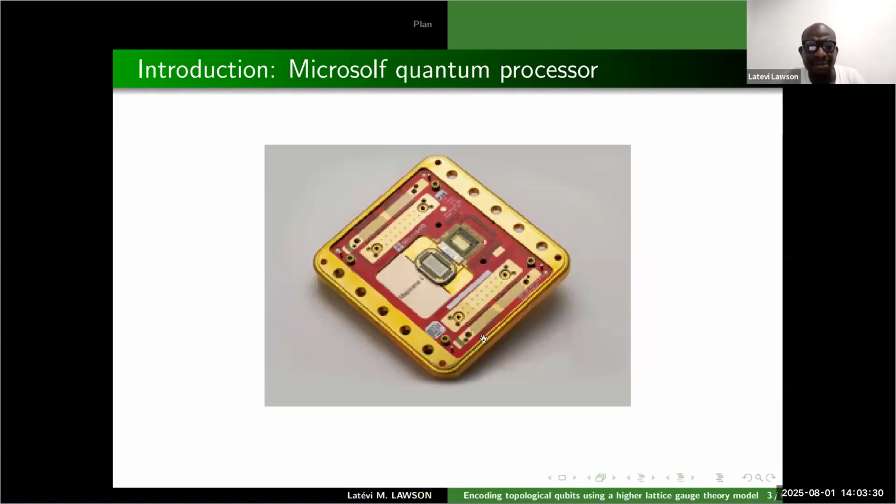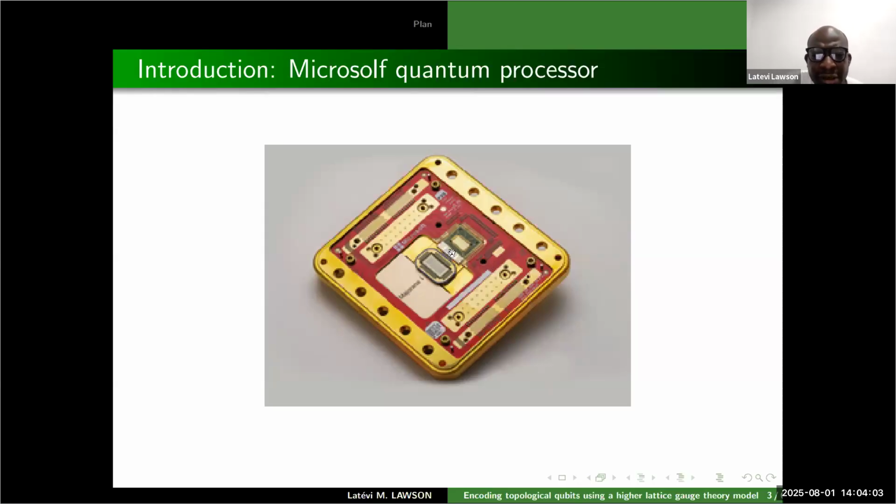So I'll start my presentation with this beautiful picture which made a buzz on the internet. This is a Microsoft quantum processor which encodes topological qubits. You know, there is a challenge among big tech companies like IBM, Google, and Microsoft to be the first company to create the first quantum computer. Each of these enterprises uses a different approach.